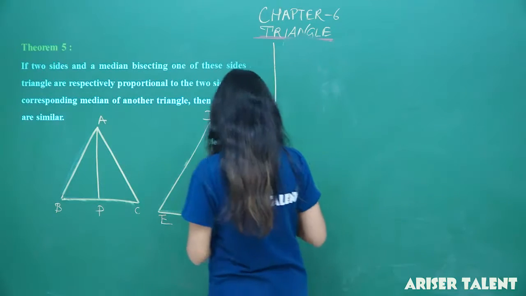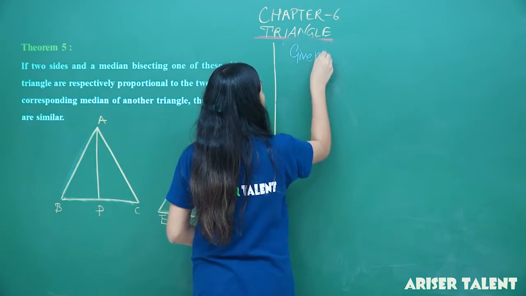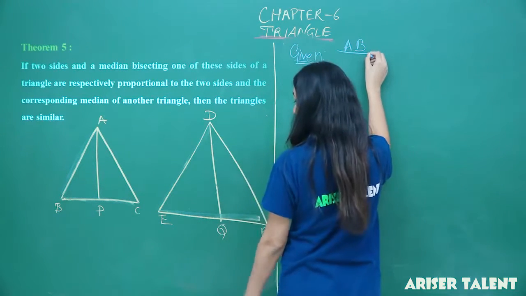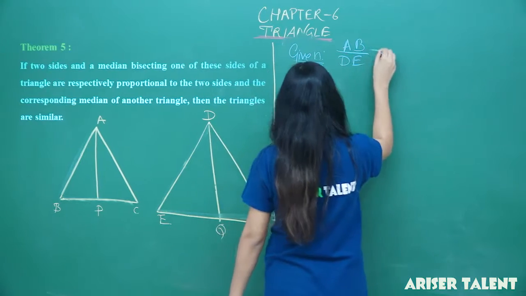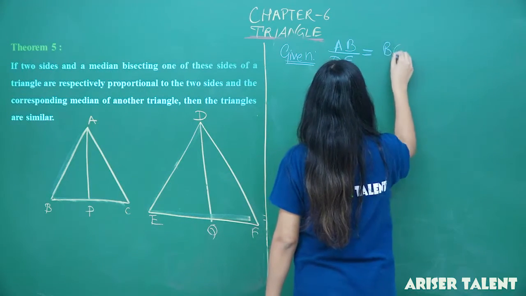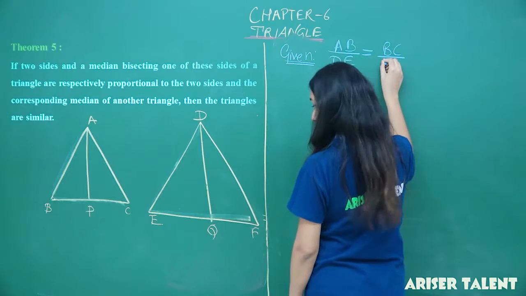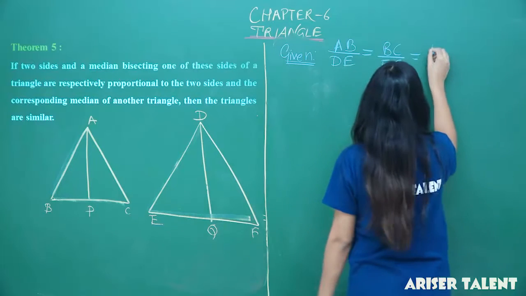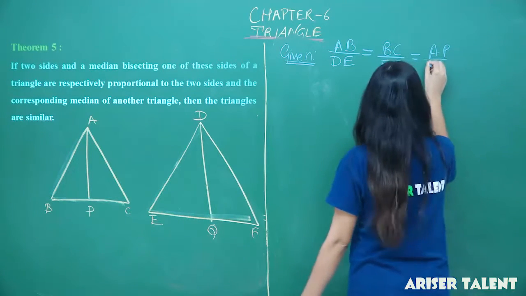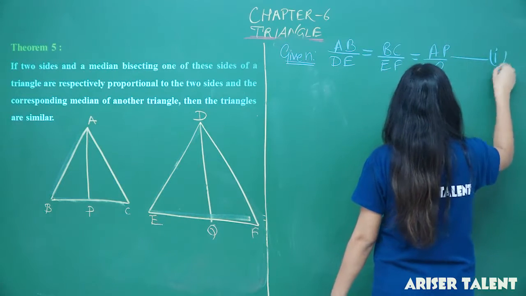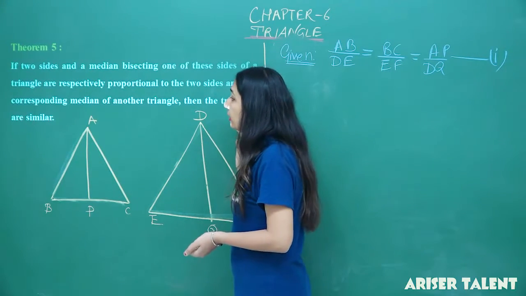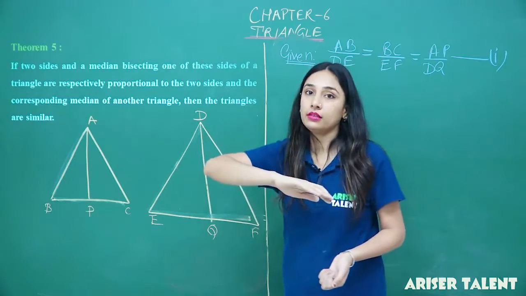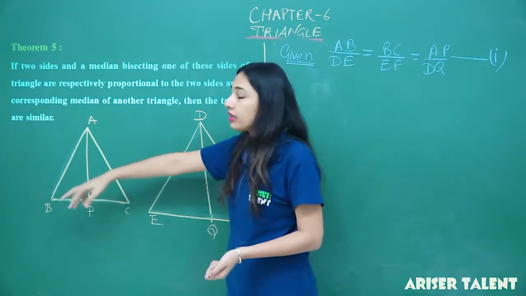So, what you have given, I have to write it here: given that AB by DE equals to BC by EF, equals to AP by DQ. Let us mark this equation 1. Now, students, look at this very carefully, that it is saying that two sides and the median bisecting one of these sides, one of these two sides, is given.